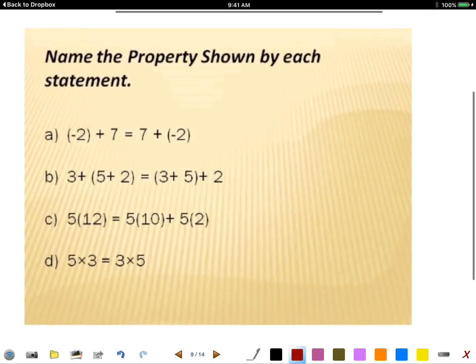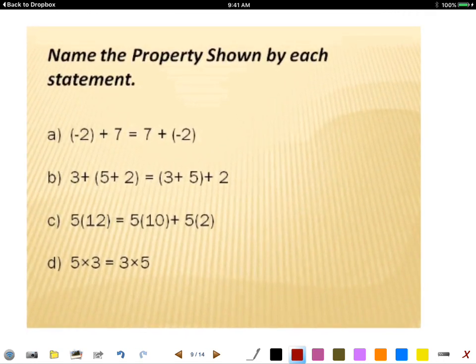All right, let's go ahead and apply now what we've just learned. Let's see if we can figure out what these properties are. So letter A, -2 plus 7 is equivalent to 7 plus -2 based on what property? Raise your hand if you can tell us what property you feel would best represent that example there. Jonathan. The associative property? Well, remember the associative property, you're associating different groups of numbers together.